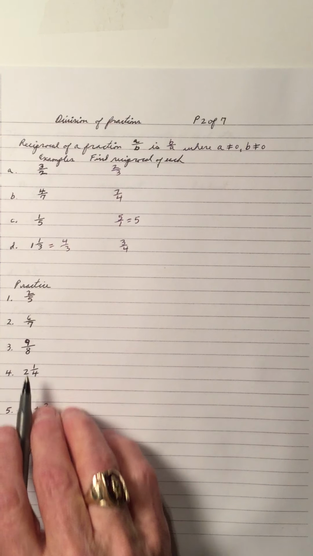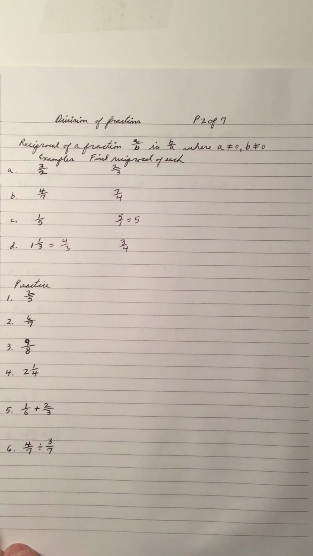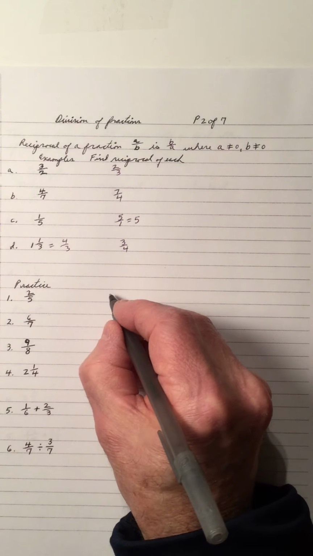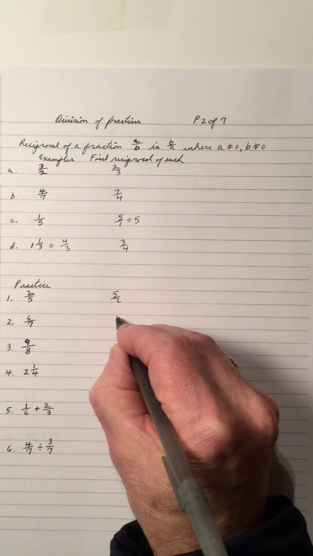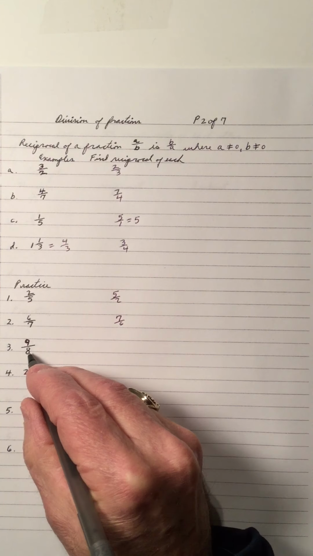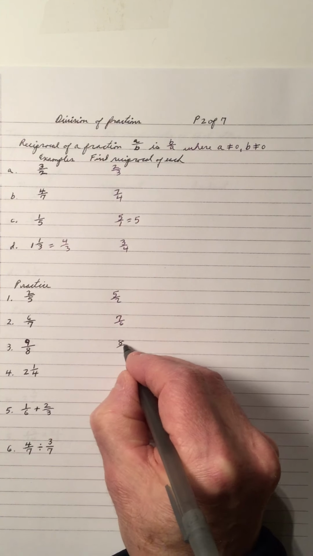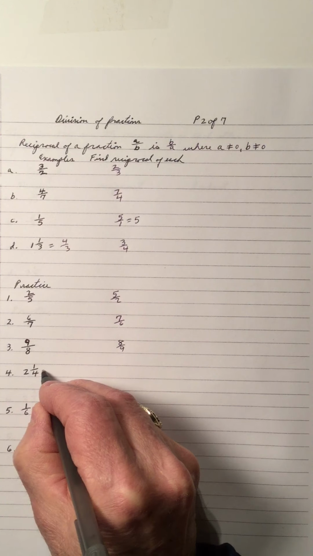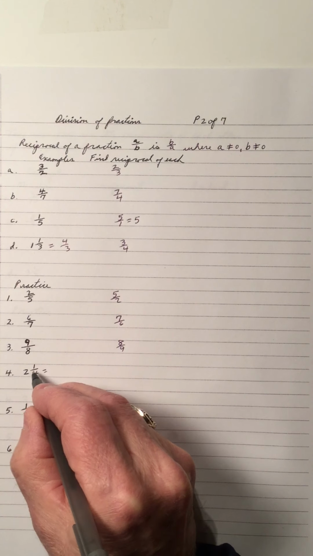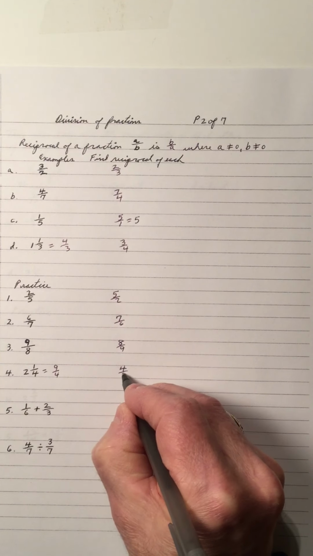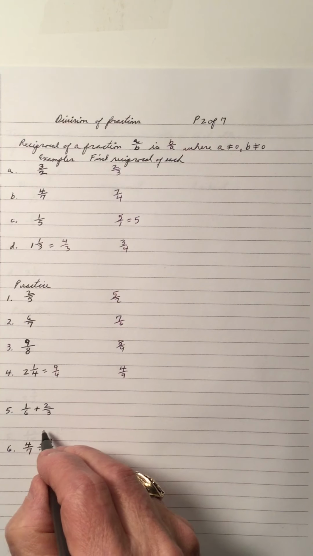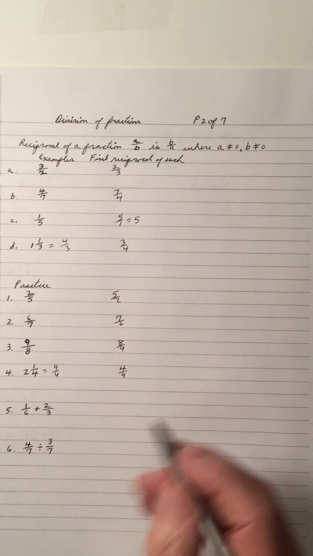Practice. Pause, work these out, and then play again to see if you're right. 2/5, 5 over 2. 6 over 7, 7 over 6. 9 over 8, 8 over 9. 2 1/4 is 2 times 4 plus 1 is 9 over 4. Reciprocal, 4 over 9. Now, if you add these together, you want to get the reciprocal.